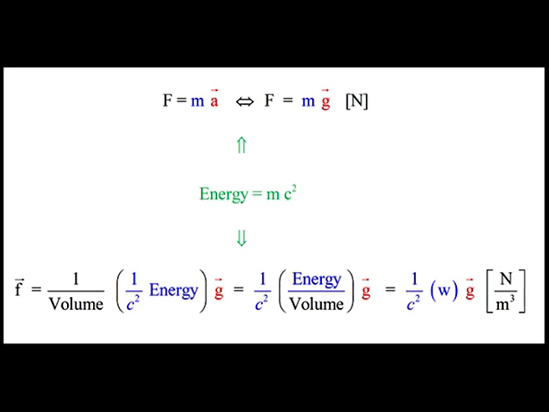Using Einstein's E = mc², we find for the force density caused by an interaction between an electromagnetic wave and the gravitational field with acceleration g: 1 divided by c² times the energy density w times the acceleration. This force density is an extra interaction term, which means that we have two processes at the same time when a beam of light is propagating through a gravitational field.